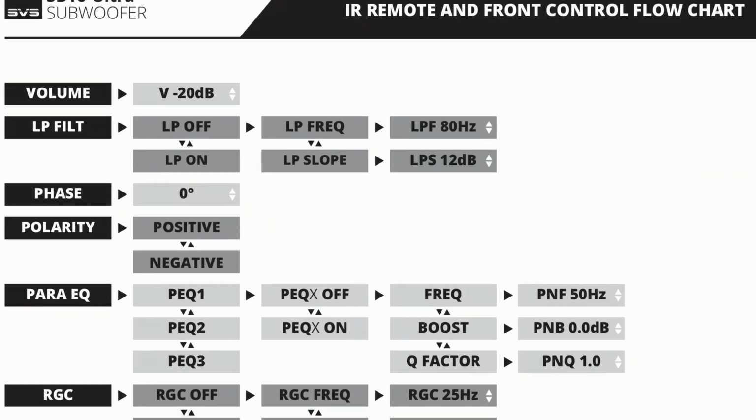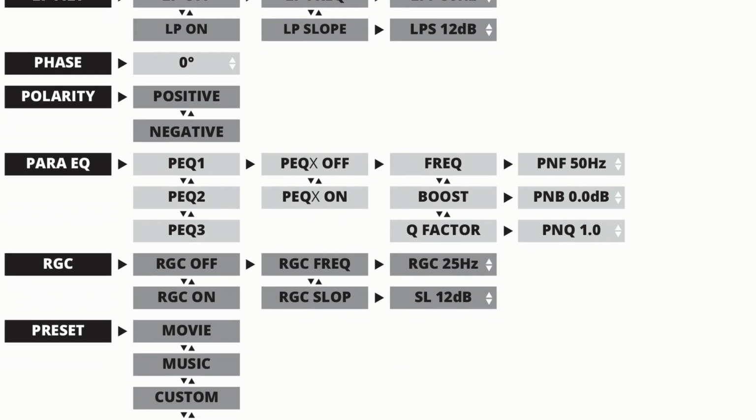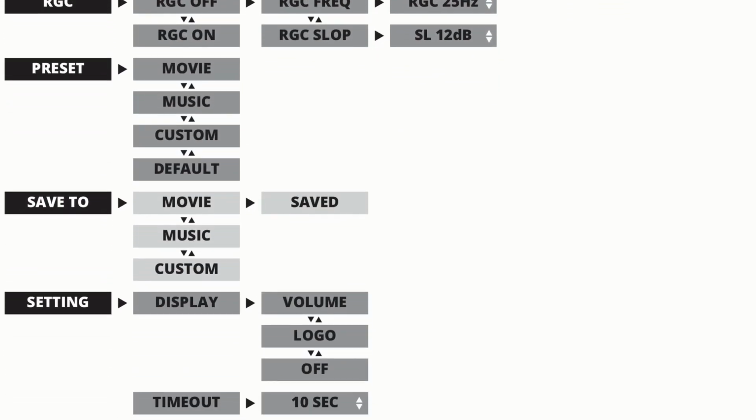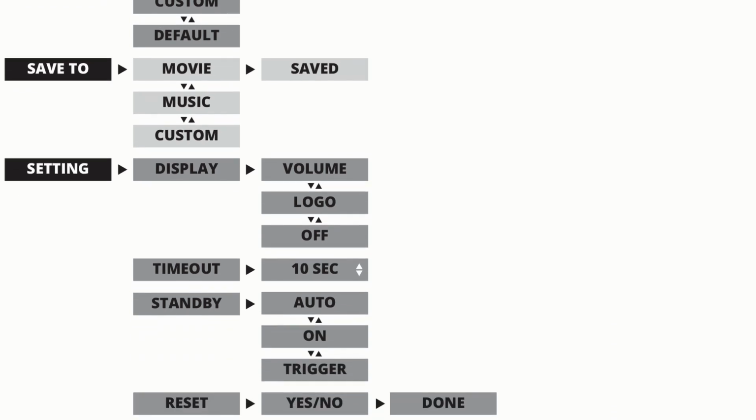Inside the SB16 manual on page 18, you'll find a front control panel flowchart so that you can more easily kind of visualize how each one of these menu options are structured.